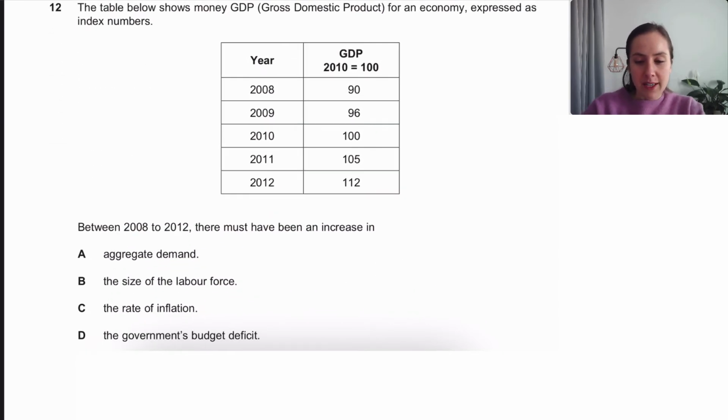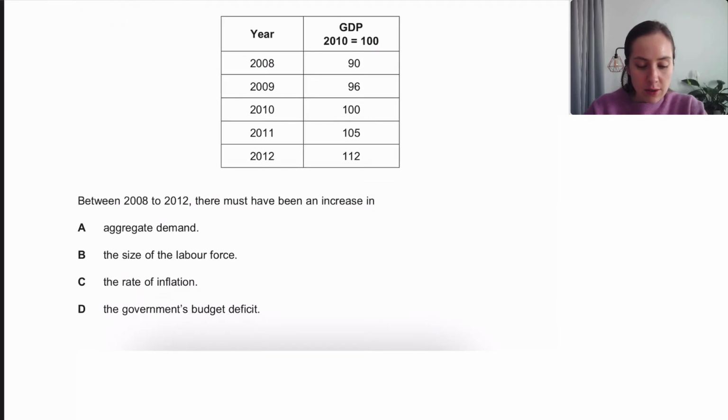Here we have index numbers, and we need to. Right. So what's happened? We know that there's been economic growth every year. We've had economic growth because the GDP has increased every year. So I'm looking at the word must. I'm always skeptical about that one. Always a bit nervous about that one.